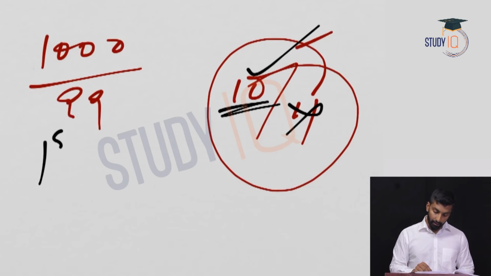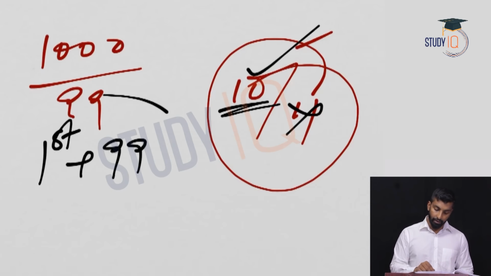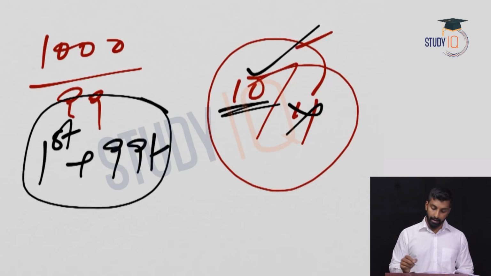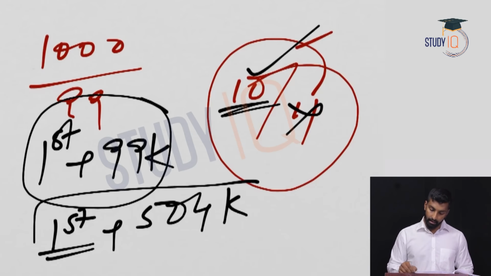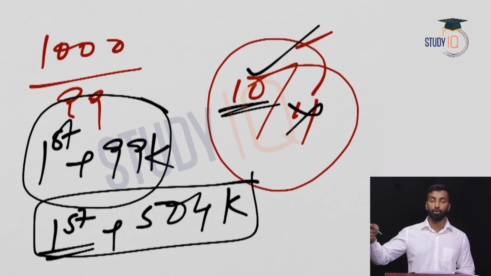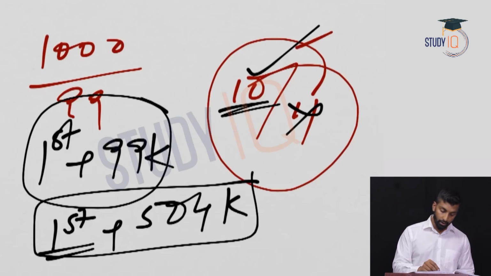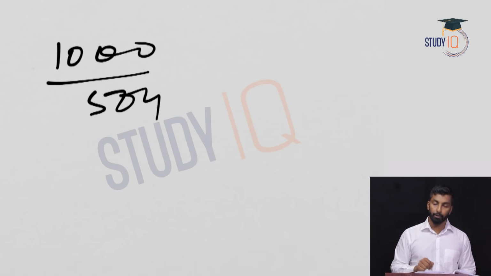Because if you find the first term, then it is going to make an AP with a common difference of 99. Everything will be like 99k, this is a series, right? Here also, if you can find out the first term, next will be 504k. Then it is a series, next will be 504 plus 504, it will go on, right? So basically what you need to do is, how many possibilities are there?